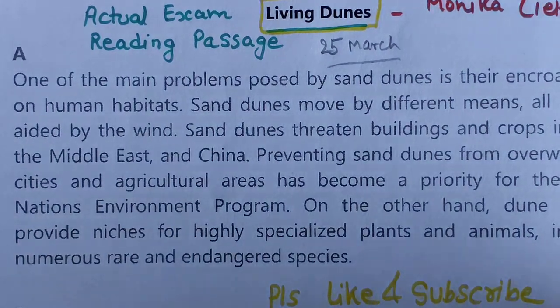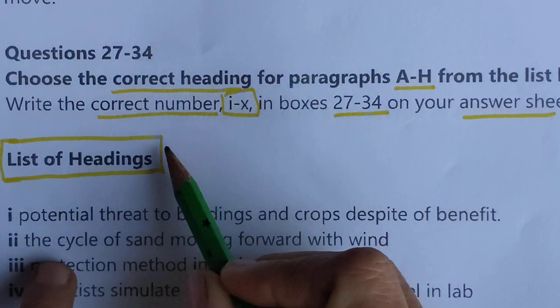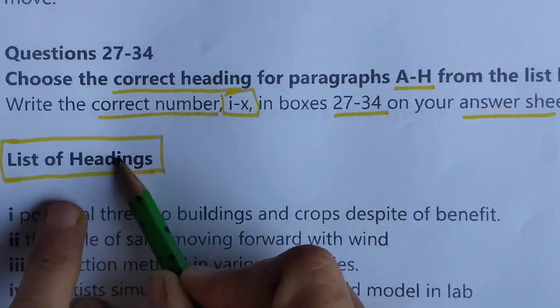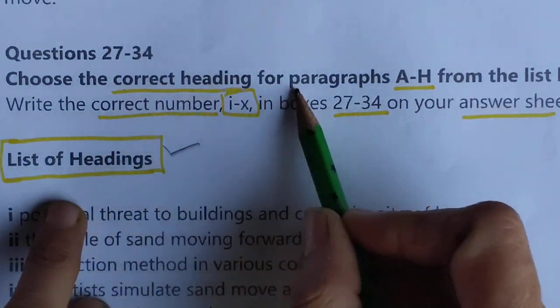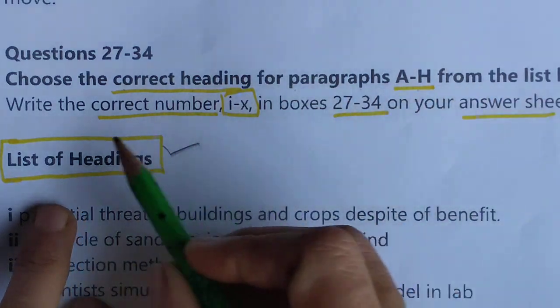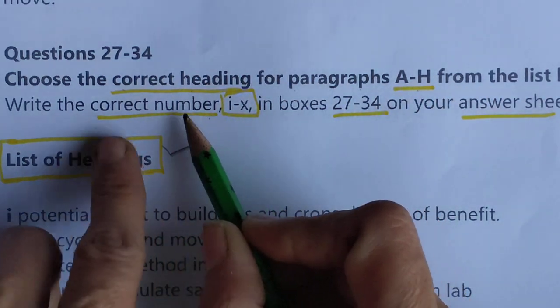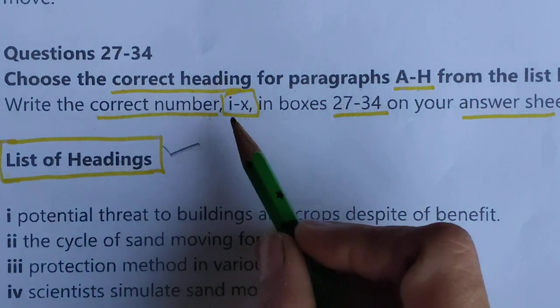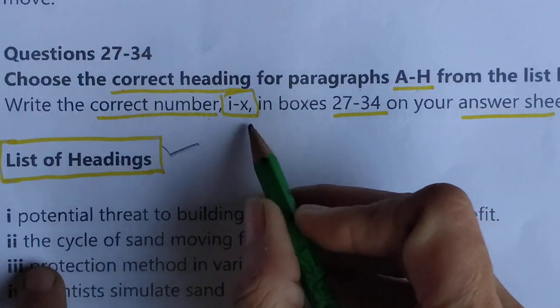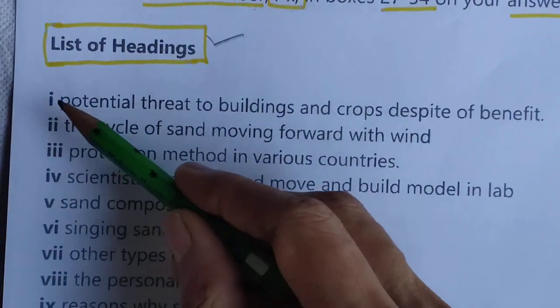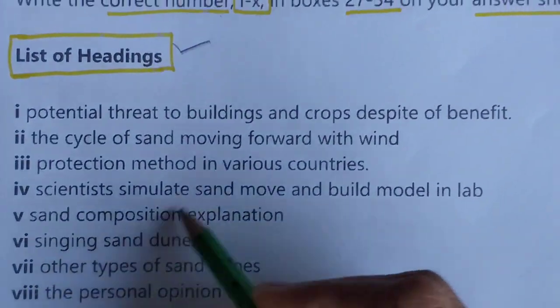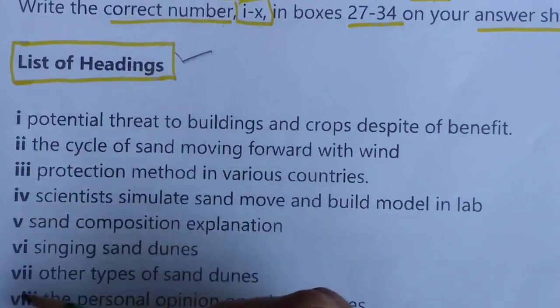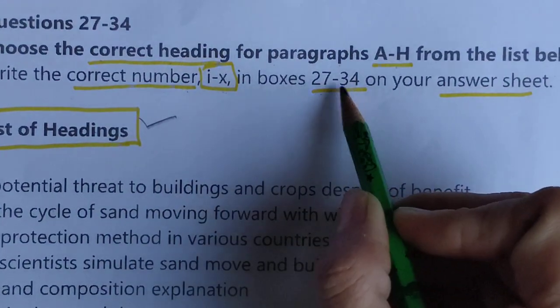Okay, the first type of question for this reading is list of headings. Choose the correct heading for paragraphs A to H from the list below. Write the correct letter, A to X. So this is in Roman numerals, so please take care while writing answers. Same numerals you have to write in the answer sheet as they have given it. This is for questions 27 to 34.